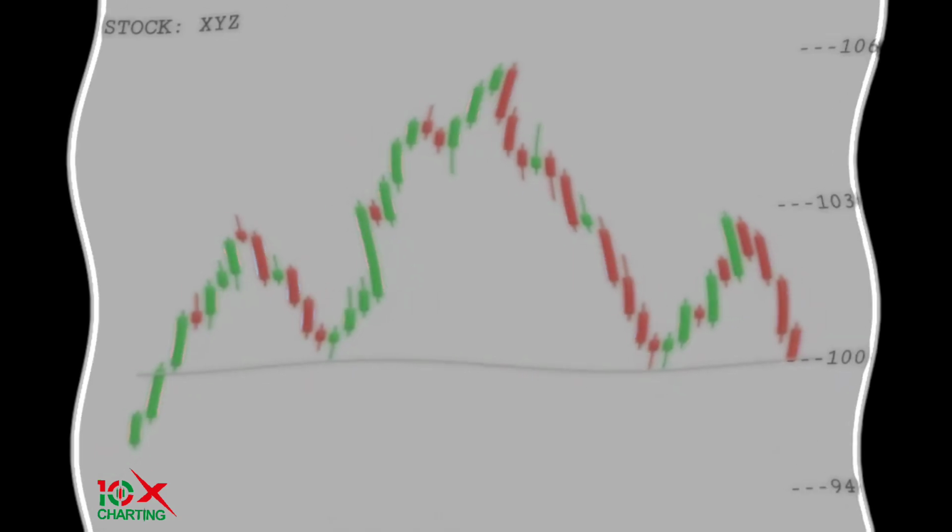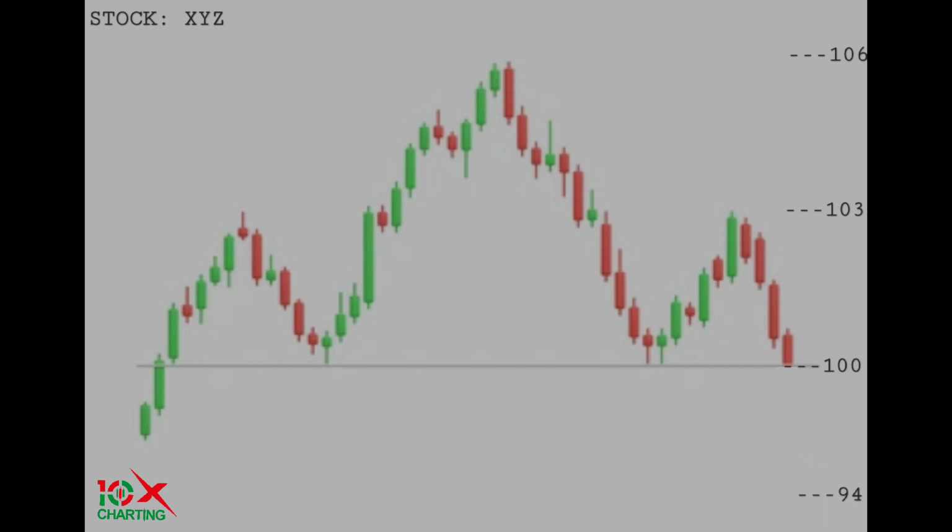Based on the head and shoulders pattern on the XYZ stock chart, we can look for a potential short selling opportunity. Here's a scenario on how to possibly approach this trade. Entry. We typically wait for the neckline to break before entering the trade, which in this case is at $100. So we could place a sell limit order at $99 or $98.50 to ensure that we get filled once the price breaks below the neckline.